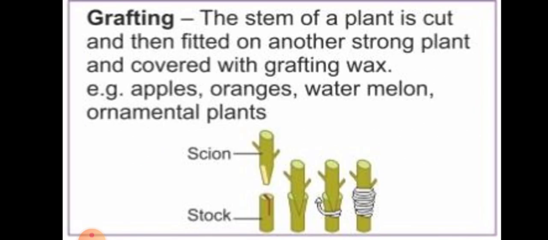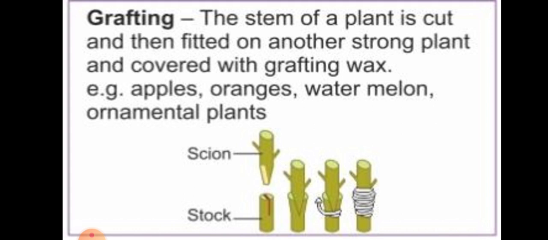Next, grafting. So during grafting, what happens? You can see in the diagram, the stem of a plant is cut, or you can take a twig or branch. It has been cut. It is called the scion. Then it is detached from the plant and fitted on another plant, which is called the stalk. It is fitted on another strong plant called the stalk, and it is covered with grafting wax.